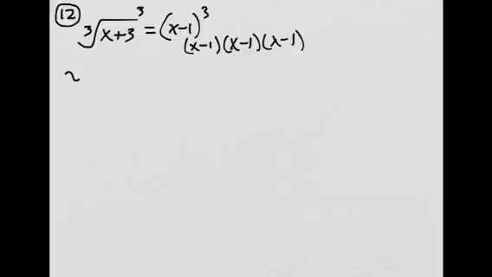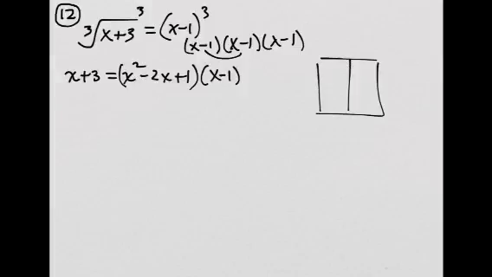Okay, so on the left side we've got x plus 3. On the right side you multiply 2 at a time, so that gives you x squared minus 2x plus 1. And then don't forget you still have that x minus 1. Okay, so now I'm going to multiply into a 2 by 3. So that gives me x minus 1, x squared minus 2x and 1. When you multiply, you get x cubed minus x squared minus 2x squared plus 2x, x, and negative 1.